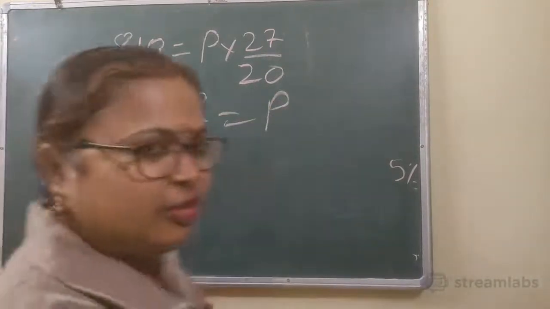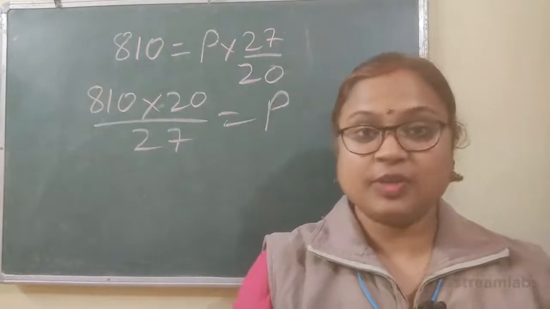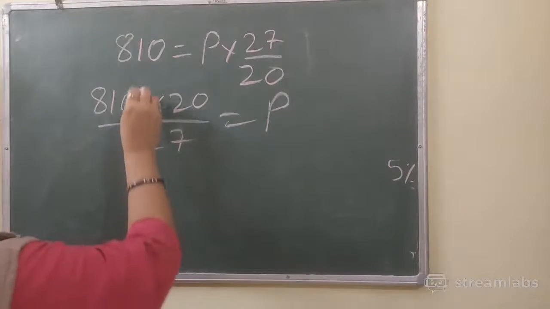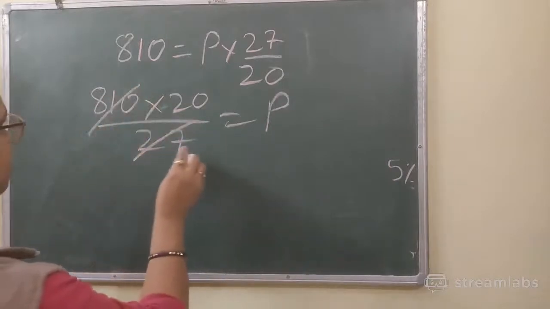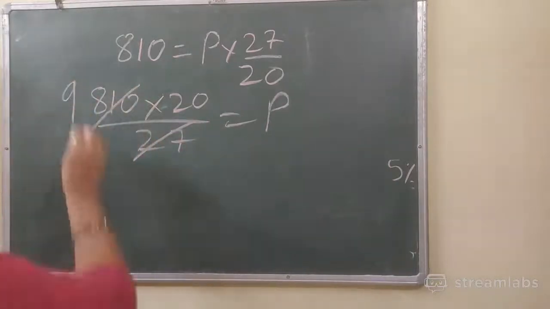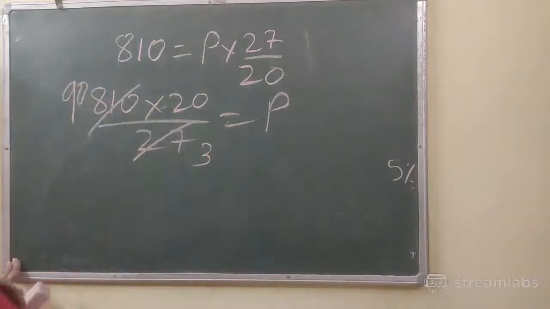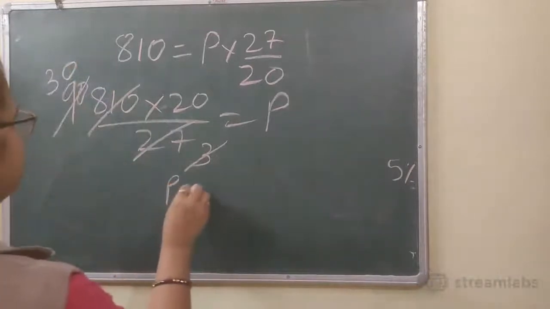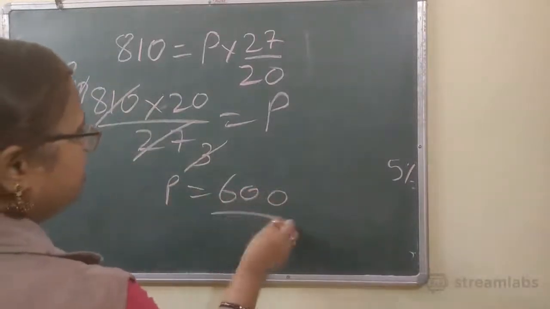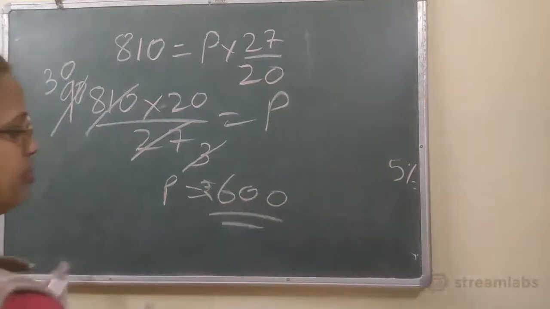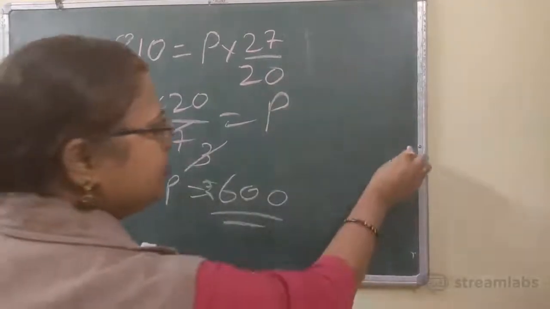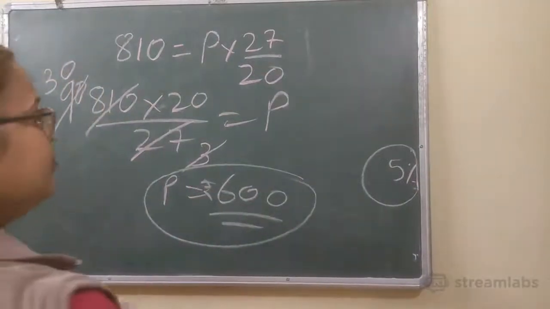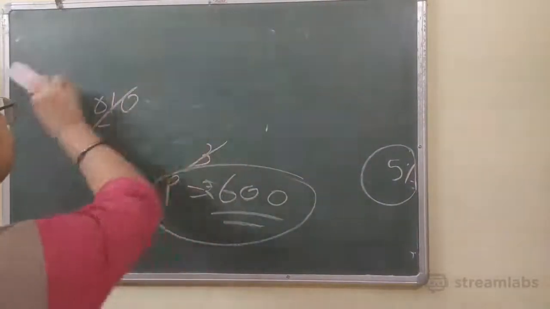Enough space is not here. So 9 9s are 81, 0, 9 3s are 27, then 3 3s are 9, 0. So P is equal to 600. So rupees 600 will be the answer. The first answer was 5%, and the second answer will be 600. Clear? Now let's do the next one.